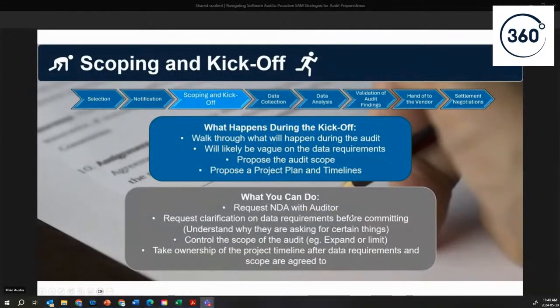Okay. So what happens next is there's a scoping and kickoff. This is where you talk about the data that's going to be required, how to collect that data, what, like I said, what's included, what's excluded, right? And here, make sure you have the NDA in place, request clarification on data requirements before committing, right? So if you don't know why they're asking for something, make sure you ask, why are you asking for this? What do you need it for? They'll ask for a lot of stuff they don't need, right? And so you want to make sure you understand it. And then you also understand how they want, well, that's in the next step here. But at this point, you want to take ownership of the project timelines. Don't just agree to what they say.